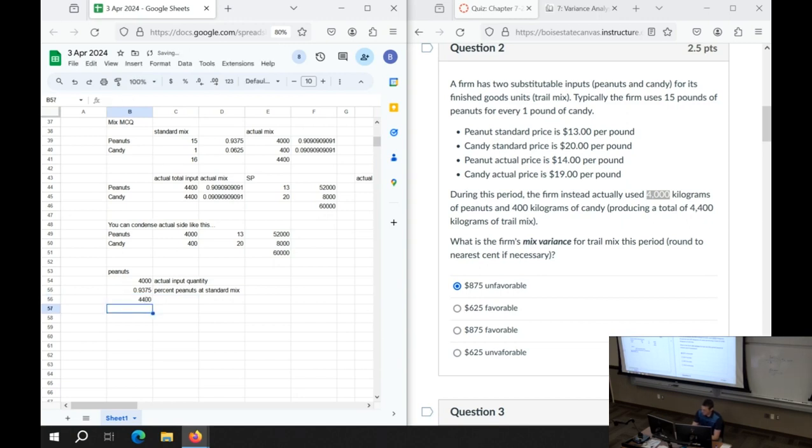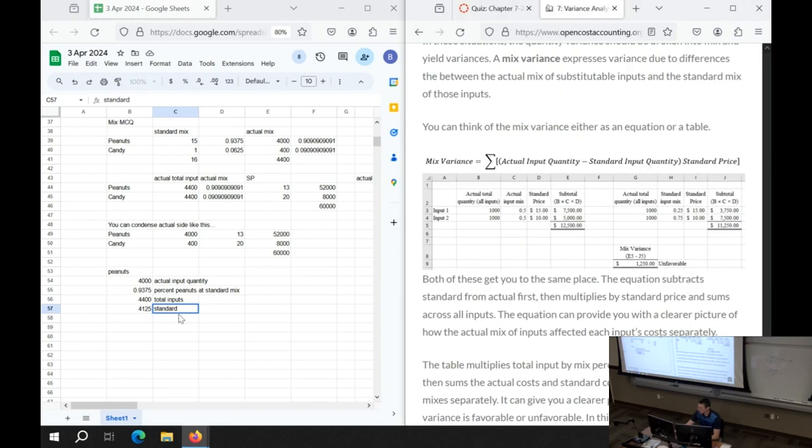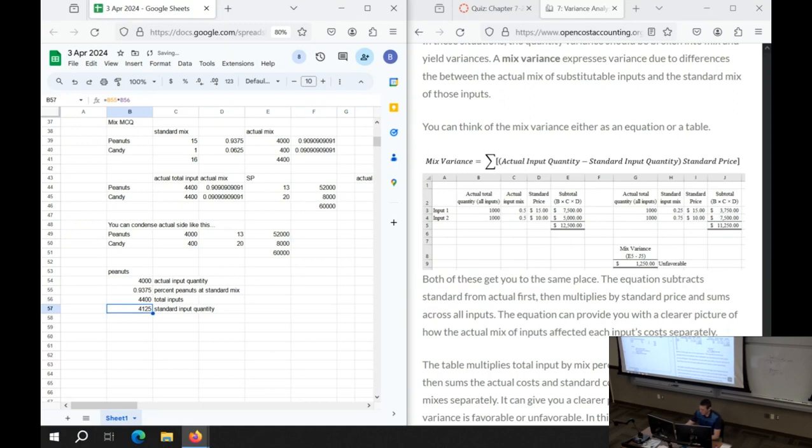I'm repeating some of the action we did up here, just a different process now. This is our total inputs, and we can multiply that out to get our standard input quantity. Okay, if this is somehow clearer to you, that's great. So we actually had 4,000 kilograms of peanuts. We should have had 4,125 kilograms of peanuts given our 4,400 total kilograms of trail mix that we made.